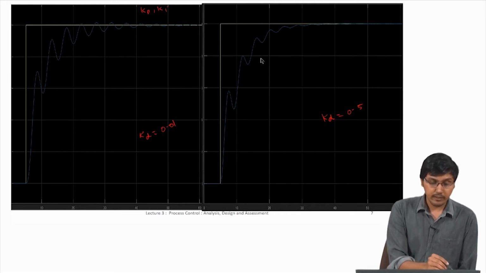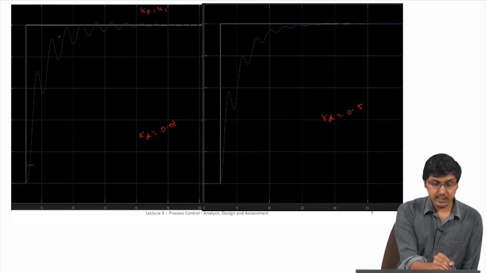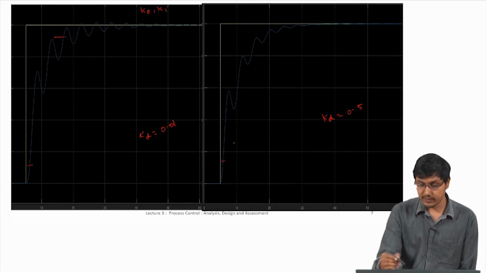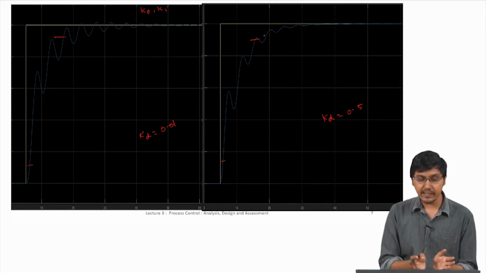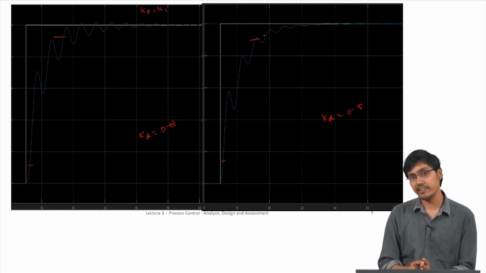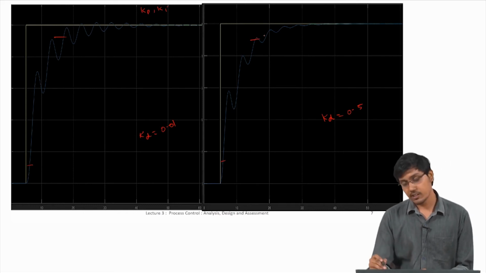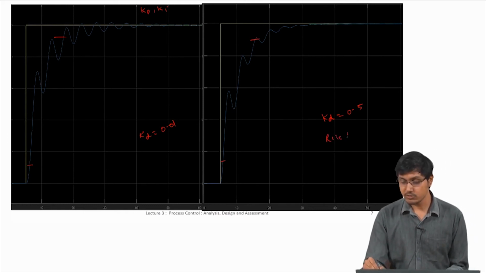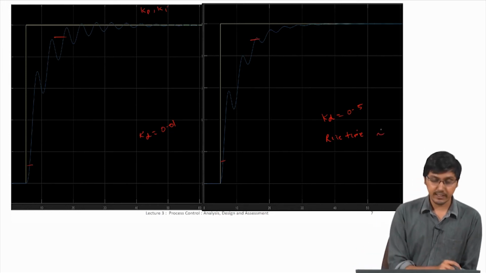So, what we can observe here is the time taken to rise from 10% to 90% is fairly the same. It might be a little different, but it is fairly the same. So, we cannot significantly see any difference between these two values. So, the rise time value is not going to change much, it is approximately equal.